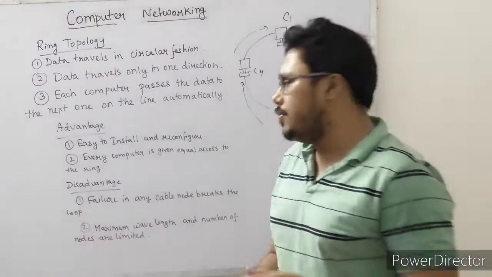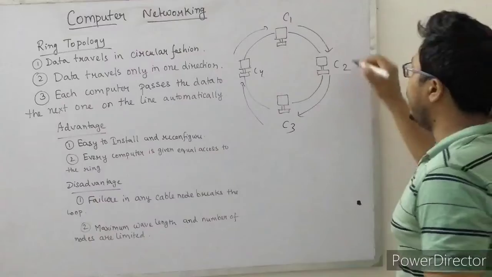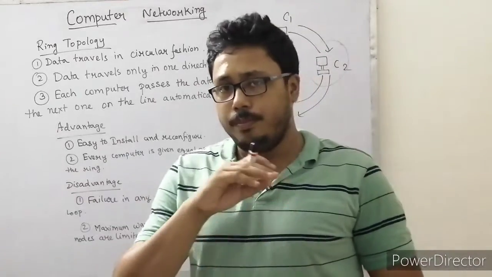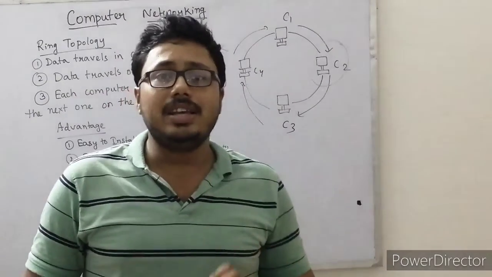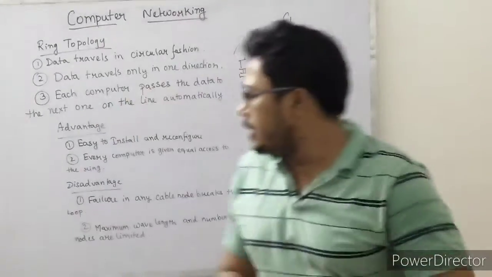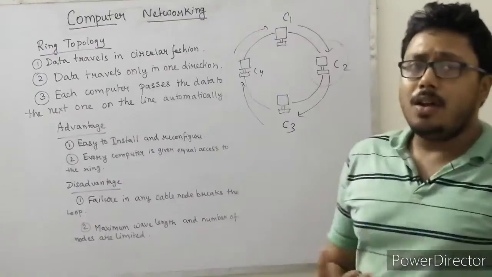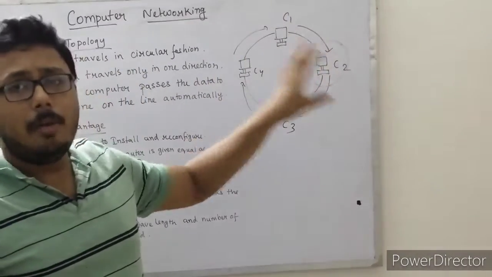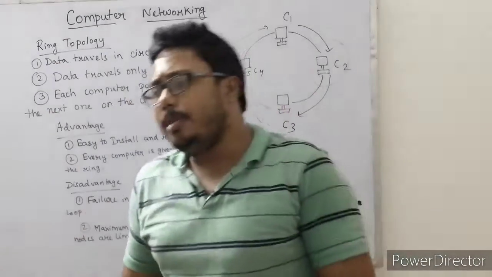Now the disadvantages. The disadvantage of this network is that failure in any cable or node breaks the loop. Suppose C2 fails. Then what will happen? The total network will be shut down. This is one of the greatest disadvantages of this topology. Now coming to the second point, maximum length and number of nodes are limited, which means you cannot add a lot of machines in this network. The number of nodes is very much limited. So this is all about ring topology.